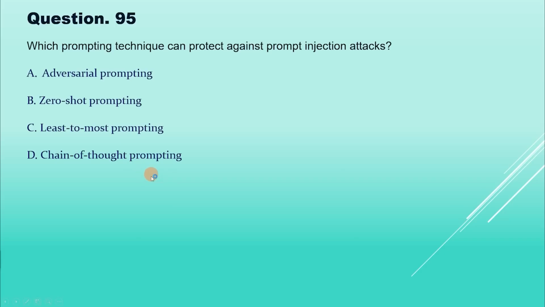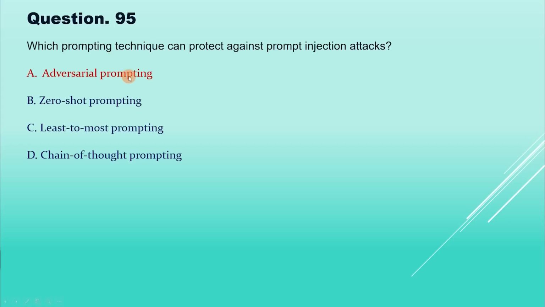Let me reveal the correct answer here, and the correct answer here will be option A, adversarial prompting, because this technique involves testing a model with deliberately crafted adversarial prompts to identify vulnerabilities to injection attacks, and by simulating potential attacks during development, adversarial prompting helps design robust prompts and refine the model's behavior to resist manipulation. So option A is correct here.